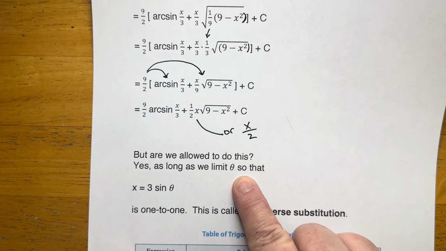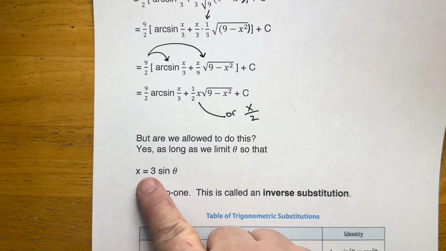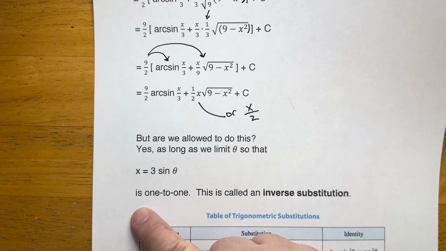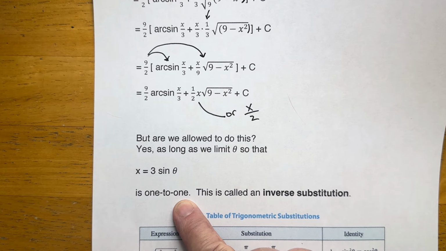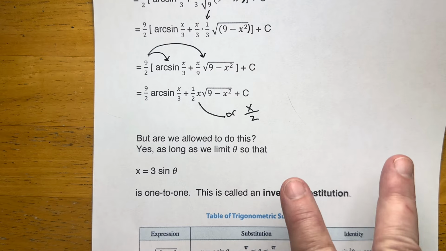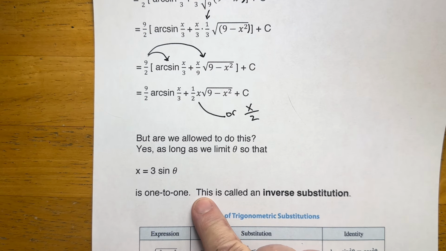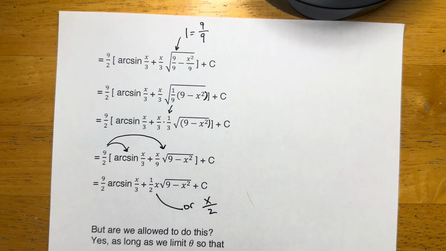Yes, as long as we limit theta so that x equals 3 sine theta is one-to-one. Remember we talked about, I drew a little graph and I said stay in between these two spots. And this is an inverse substitution, the way it works. So, the next question. I know I've got a table down here. You guys are like, wait, let's see the table. Tables are cool. I agree, tables are cool.